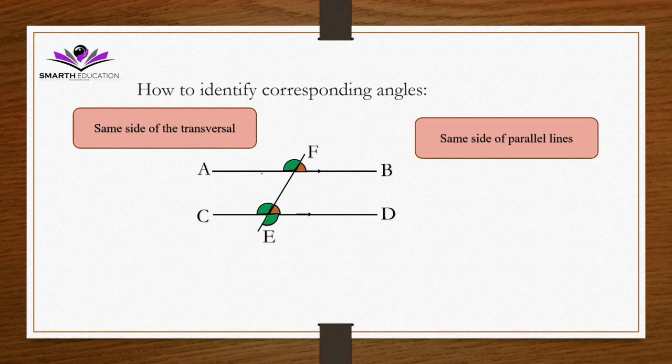Okay. And then which angle is corresponding to this one? It must be on the same side of the transversal and also the same side of the parallel lines. This angle is to the right of the transversal EF, and then it's below the line CD. So it must be to the right of EF, and also below line AB there. You see that? So that should be the angle which is corresponding to this angle.